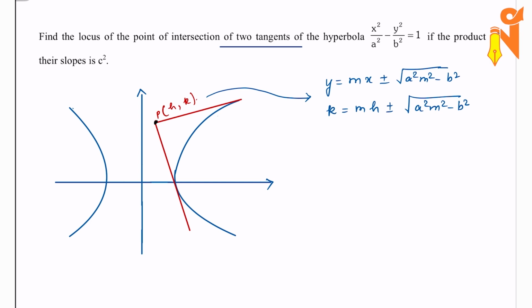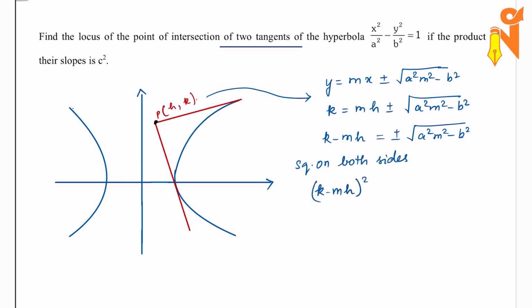So before squaring, take mh to the left side. Now if you square it, there won't be much trouble. So square on both the sides. k minus mh whole square is equal to plus or minus root over a square m square minus b square whole square. So here if you expand it, k square plus m square h square minus 2hkm, and here the plus or minus and root will not be there if you square it.